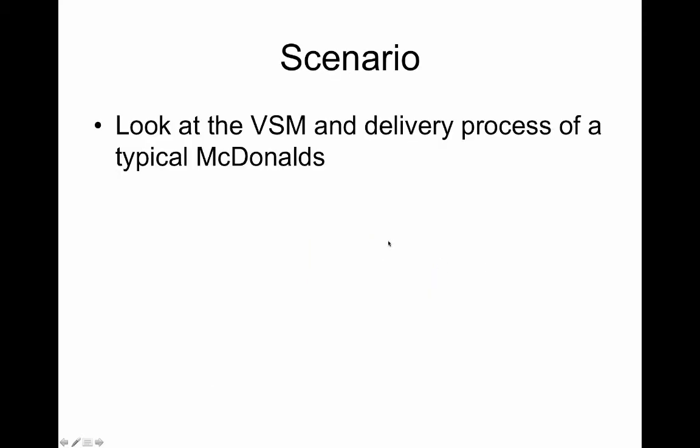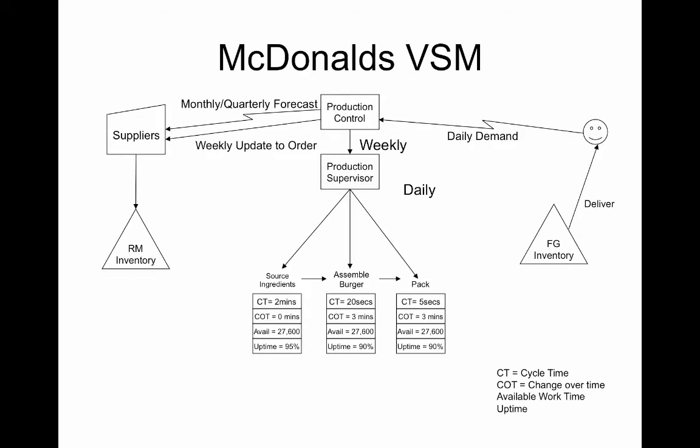So let's look at a value stream map and a delivery process of a typical McDonald's. In a VSM, you show the suppliers on the one hand, customer on the other hand, and you have some kind of longer term forecast, but then also weekly updates. So production control looks at the longer term forecast to make sure that there's enough hamburger meat and all the other things, buns, ketchup, everything else that you need to be able to satisfy monthly and quarterly forecasts.